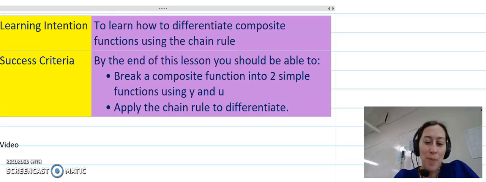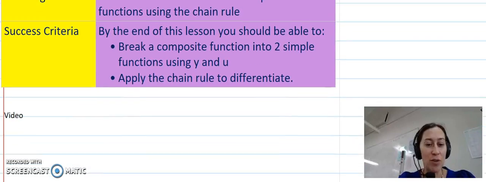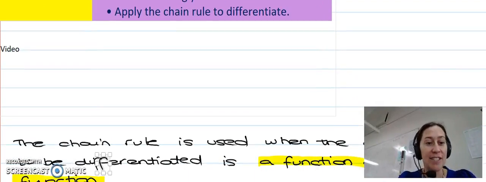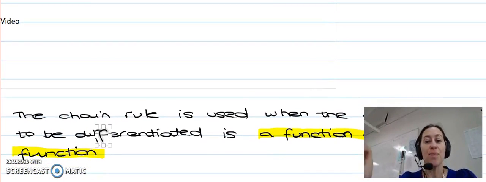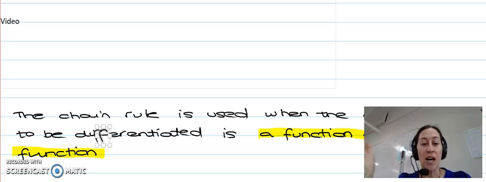Hey, today I'm going to talk to you about the chain rule and when we use the chain rule and why we use it. So the chain rule is a rule that we apply to do differentiation. We use the chain rule when we are given a function that can be expressed as two simpler functions. In fact, it's called a composite function.